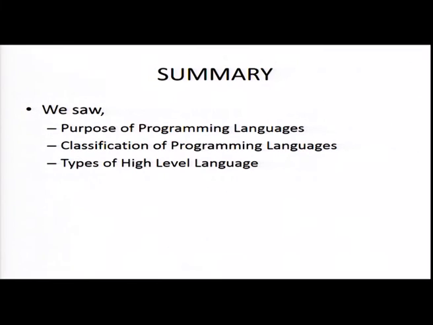Now let us summarize this session. We have seen what is a programming language. We have seen the purpose of using a language. We have seen the basic difference between a machine level language, an assembly level language, and a high level language. We have seen the classification of the high level programming languages. We have seen the different types, and we have listed several examples of each and every high level language.